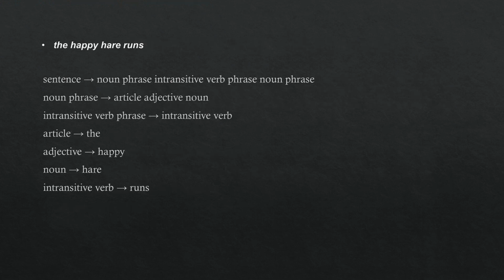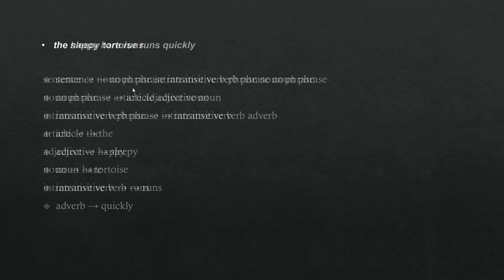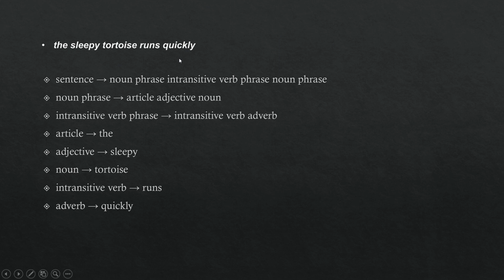Our first sentence is "the happy hare runs", and from the production rules we came to know that the start symbol is the sentence itself. And the sentence is the noun phrase, transitive verb phrase, noun phrase. If we write their equivalent terminal symbols, we will get to know that the sentence "the happy hare runs" is a valid sentence. And in a similar manner, "the sleepy tortoise runs quickly" is also a valid sentence.